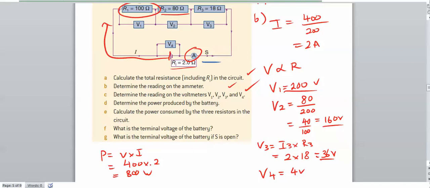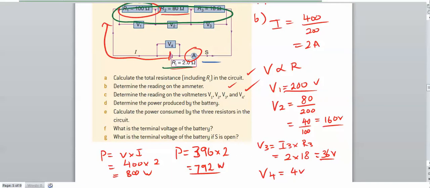Calculate the power consumed by the 3 resistors in the circuit. Well, there's 196 volts across them. So the power across the resistors is going to be 196 volts times our current of 2. So we've got 392 watts... sorry, 396 times 2 gives 792 watts of power across these three resistors here, which is going to leave the final 8 watts of power across here.